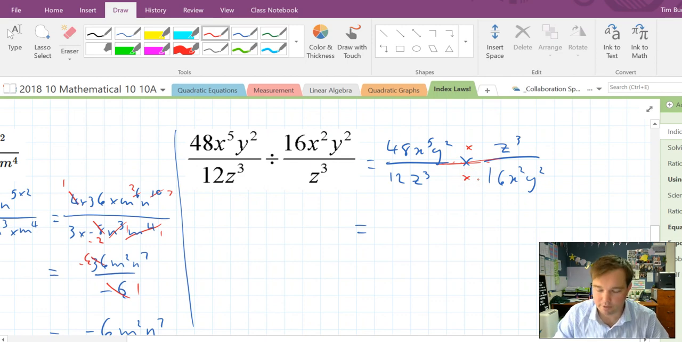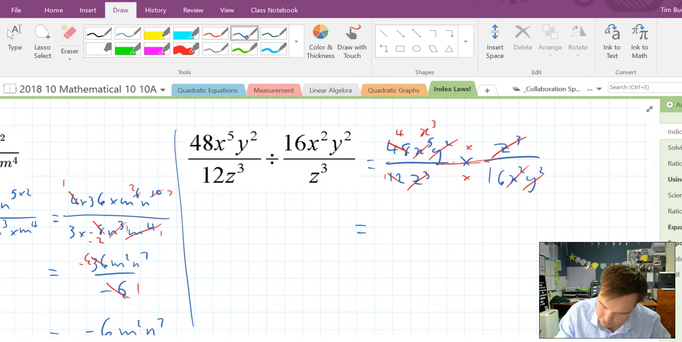So then we can start looking for common factors. I'd be saying, well, 12 goes into 48 4 times. 12 out of there, 4. There's a z to the 3 down here, and there's a z to the 3 up there. There you go. There's 2 x's down here. There's 5 up there, so I'll be left with x to the 3. There's 2 y's and 2 y's.